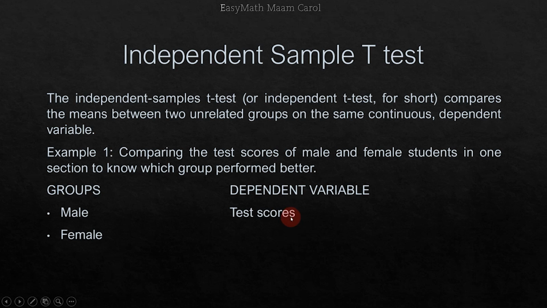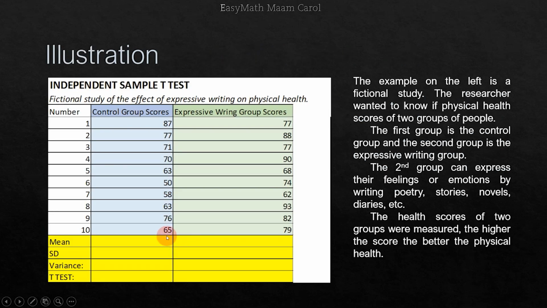Probably the purpose of the researcher in this particular example is the researcher wanted to determine which group, male or female, perform better in a particular exam or test. So yun. Kaya independent siya kasi yung grupo ng male, of course, is very much different dun sa grupo ng mga female. Okay? So another example that I have here for which we are going to compute later sa Excel.